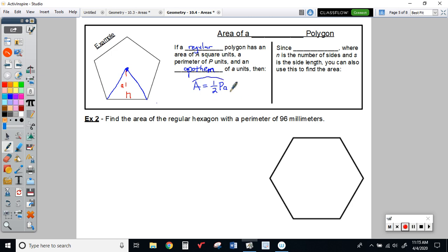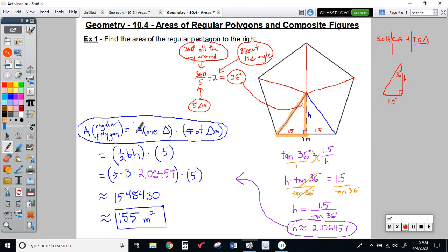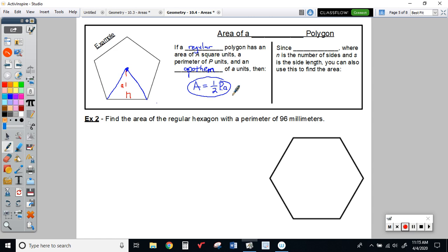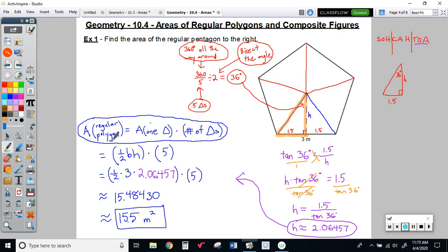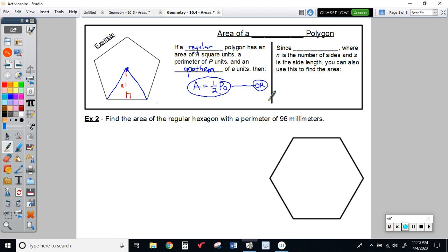So if you prefer to use this as your formula instead of this formula right here, one triangle times the number of triangles, be my guest. There's nothing wrong with that at all. That is a way I've taught it in the past, but I feel like this makes the most sense to the most students, so I'm going to use that as we progress. But feel free to use that if you like that better.